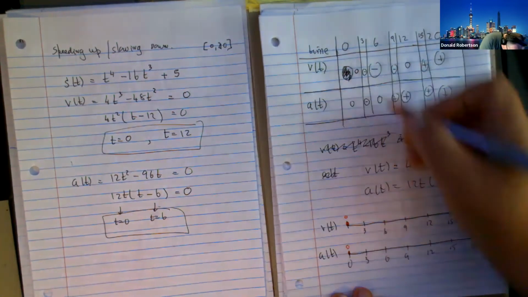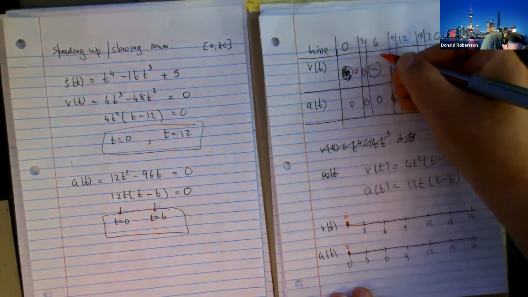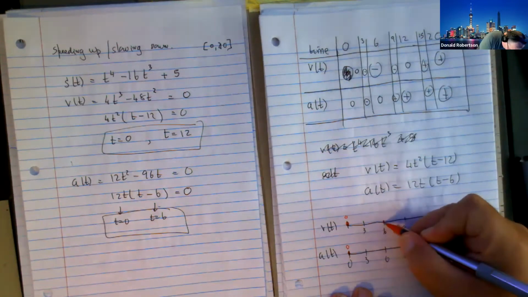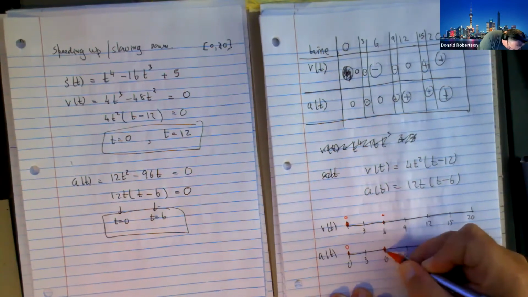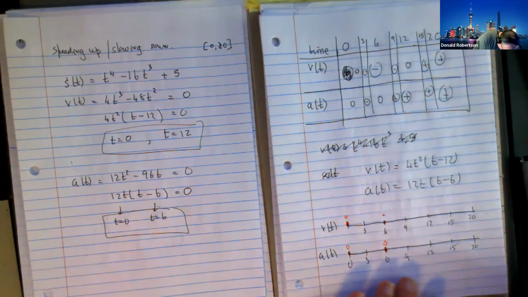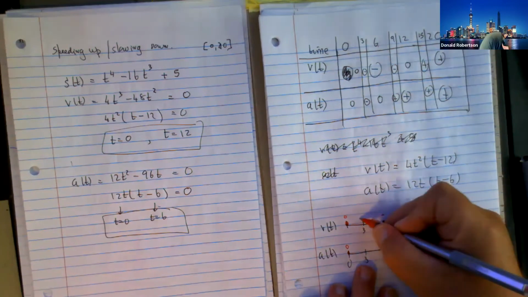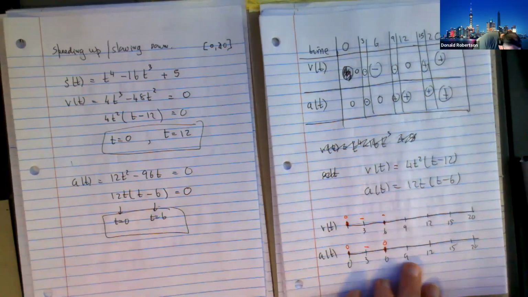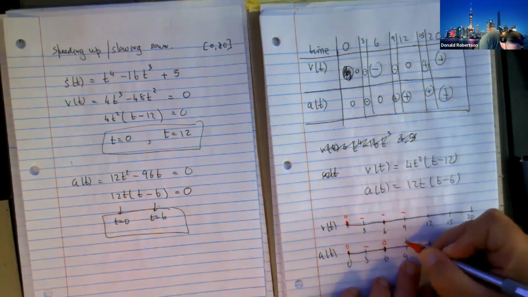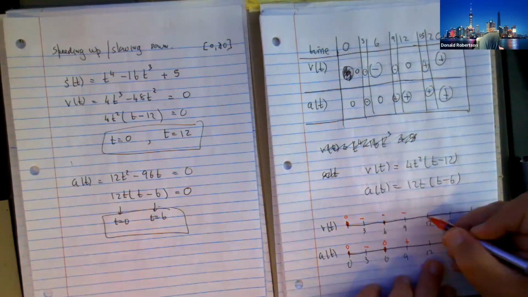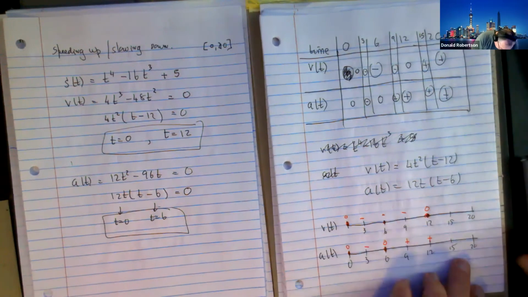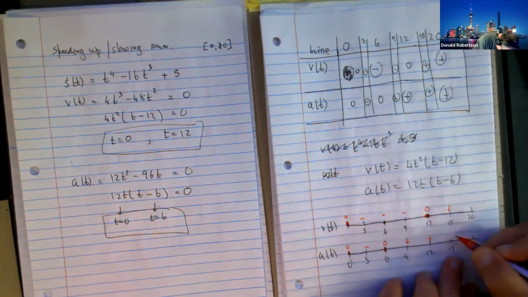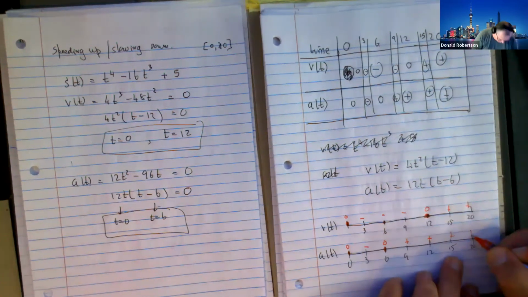At the 6-second mark, the velocity is 0 and the acceleration is negative. At the 3-second mark, everybody is negative. At 9 seconds, you have a negative and a plus. At 12 seconds, you've got a 0 and a little plus. At 15 seconds and at 20 seconds, you've got a plus.